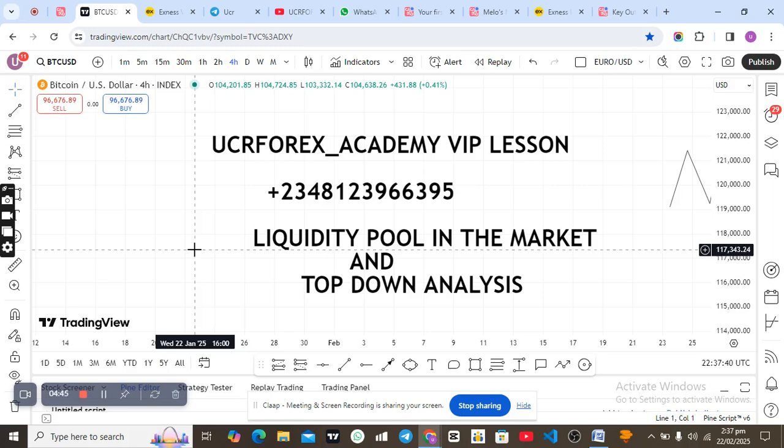A liquidity pool in the market is a price level or a price area where a large number of pending buy or sell orders are placed. Let me repeat myself again. A liquidity pool is a price area where a large number of pending buy or sell orders are placed.